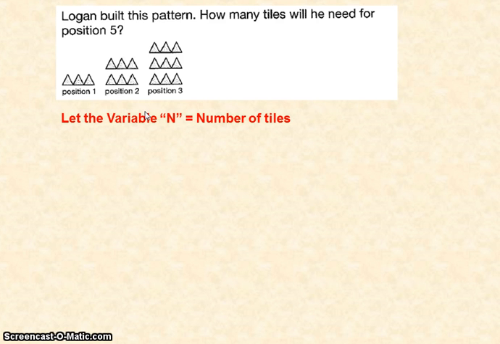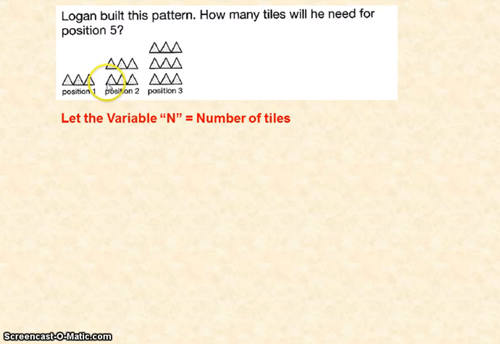Now, if I asked you, what would be the number of tiles in position 10? You could draw it out, keep on adding 3 each time, but a quicker way is to come up with an expression that will apply to any position that you want. So when I'm looking at this, I see that if I multiply 3, because there's 3 in each one, by my position number, it gives me how many tiles there are in total.